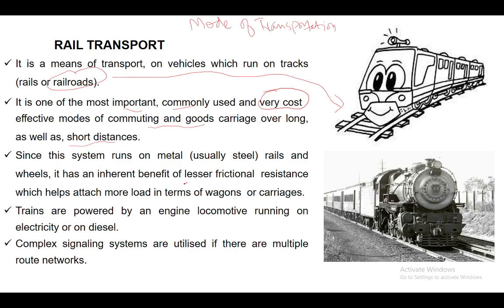It also needs very massive loads of wagons and carriages moving on those tracks. Trains are powered through a locomotive. Locomotive means engine, okay? Those engines are powered or dragged through electricity or diesel. A complex signaling system may be utilized if there is an intersection, or if the same rail transport is sharing its right of way with other transportation such as land use and air use.